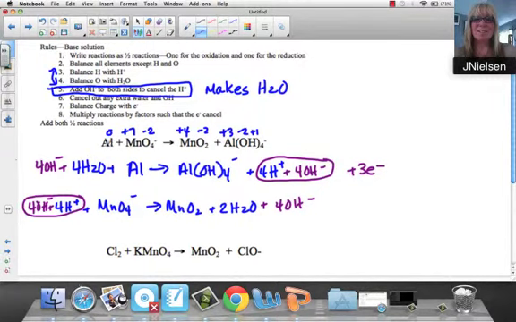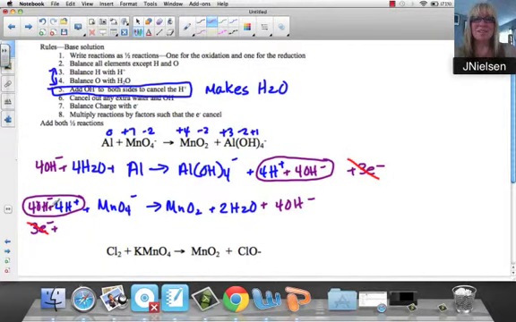Now let me look at my charge. I have a negative 1 and I have a negative 4. So I'm going to add 3 electrons to this side. So that gives me a net negative 4. Let's cancel some stuff out. I can definitely get rid of my electrons right away.